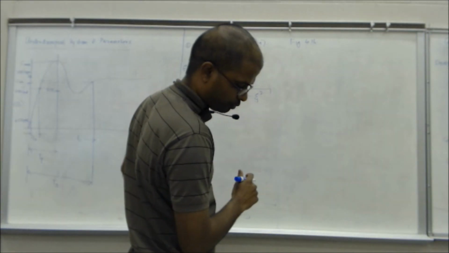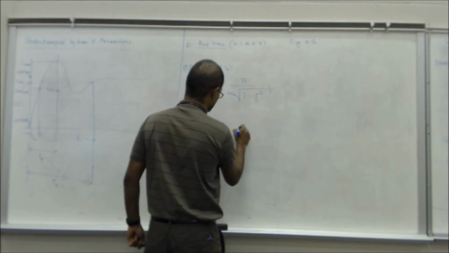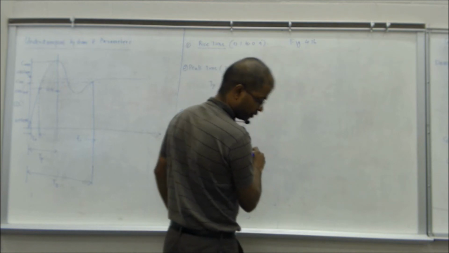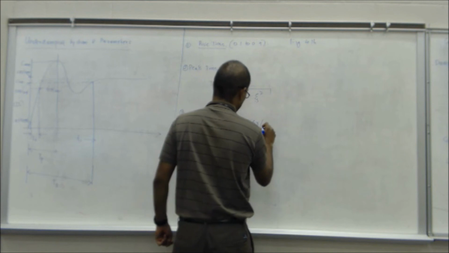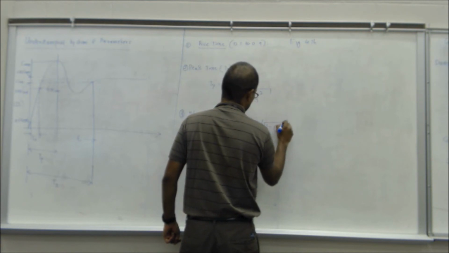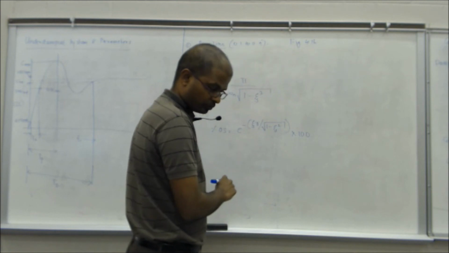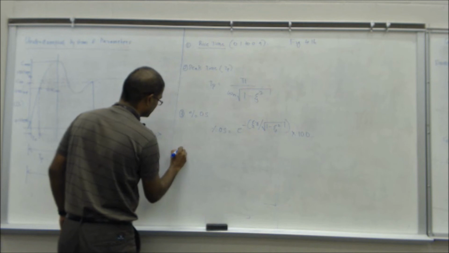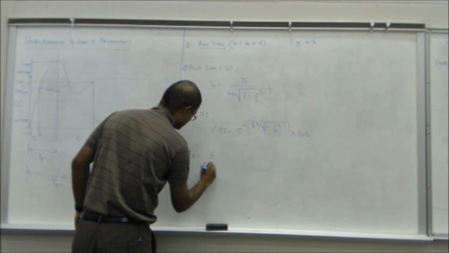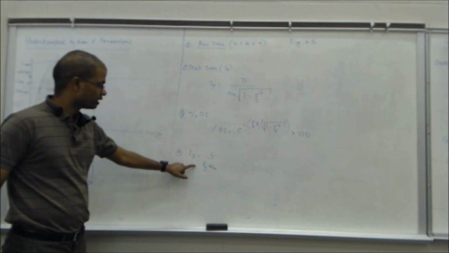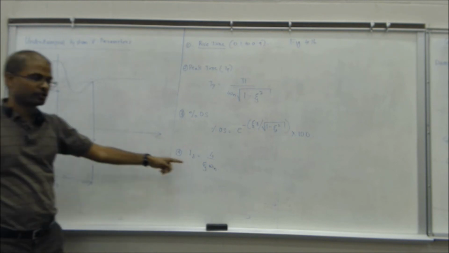So if you look at percentage overshoot, the formula is e to the power of minus zeta pi over root of 1 minus zeta square. Okay. And finally, your settling time is 4 over zeta omega n. Okay. And this 4, this formula is specific to plus or minus 2%. If you're talking about something else, this formula will change.